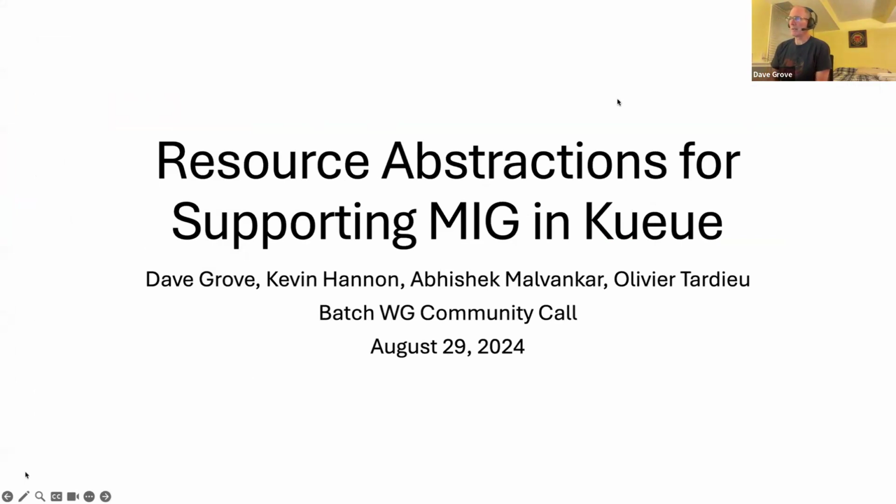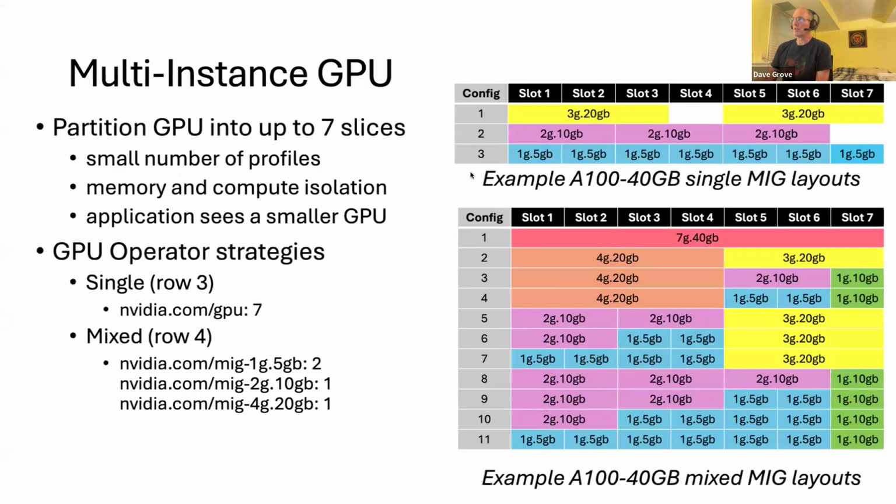We just want to talk a little bit about resource abstractions for supporting multi-instance GPU and Kueue, and ways we could do that a little better with some minor extensions to Kueue that I think will give a better user experience. As background, with multi-instance GPU, some of the high-end accelerators from NVIDIA and other vendors let you break a single device into multiple logical devices, partition it.